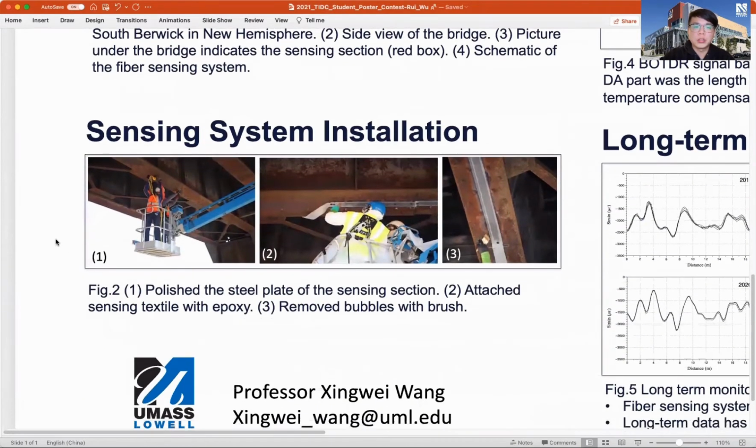Let's see how we installed the sensing textile. Experts from ARE helped us to install the sensor under the bridge. First, they polished the steel plate to clean the surface. Then, they applied epoxy to the sensing sections. After fixing the sensing textile, they used a brush to remove the bubbles in the epoxy. The epoxy took 1 day for curing, and we began collecting BOTDR data after that.